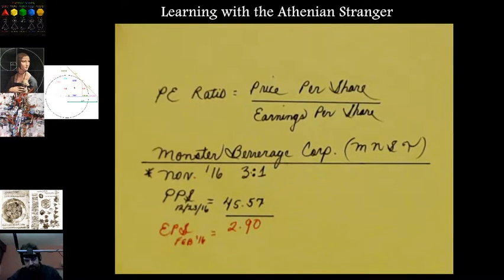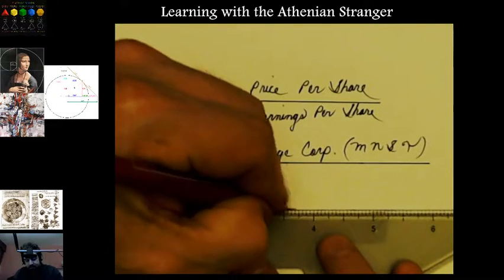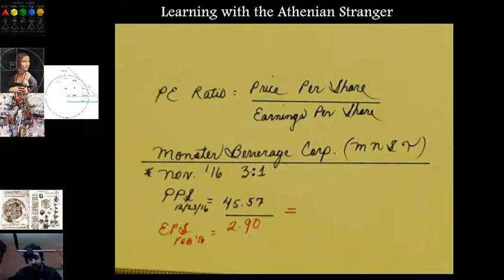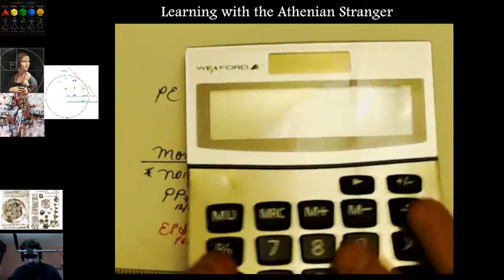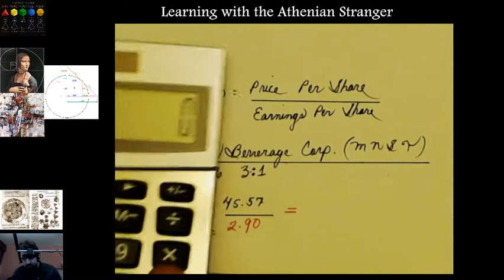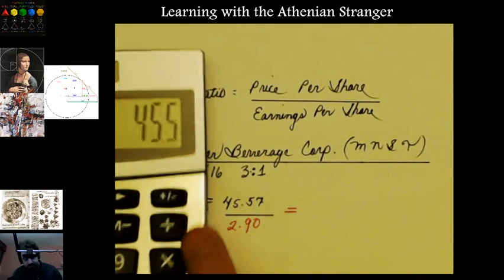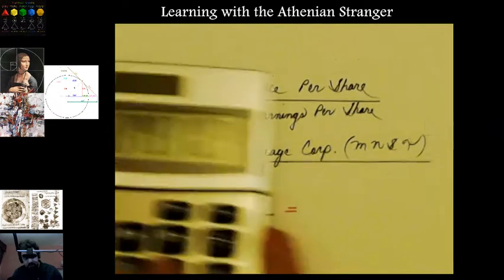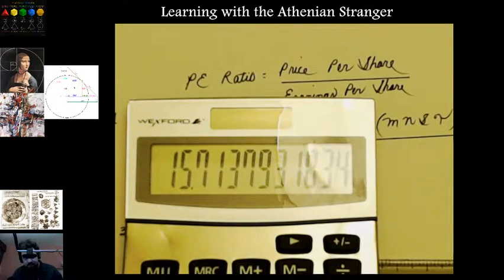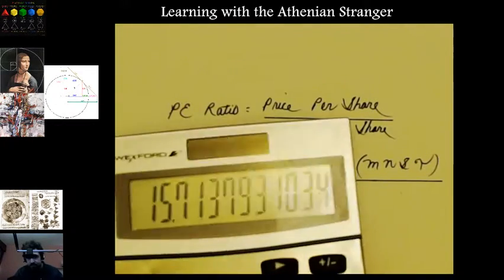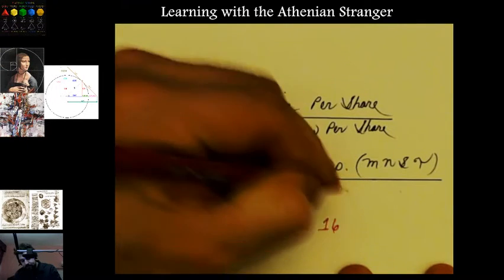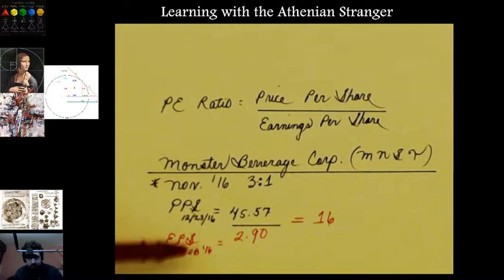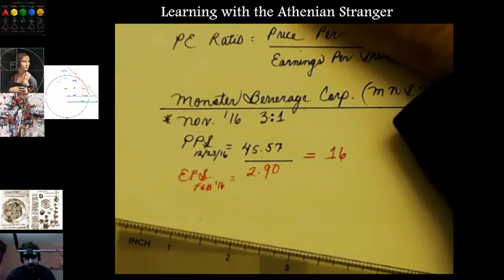So using the method from the first video, what we would calculate is the price to earnings ratio. It would be 45.57 divided by 2.90, which gives you a PE ratio of 15.71. We'll just round to the nearest whole number and say 16. That means the price per share is 16 times the earnings per share. But remember, this one doesn't account for the stock split.